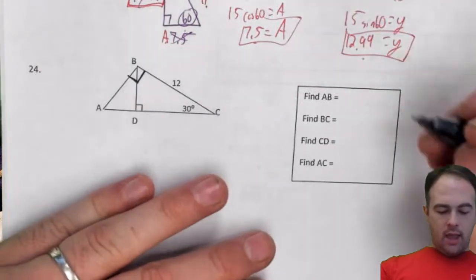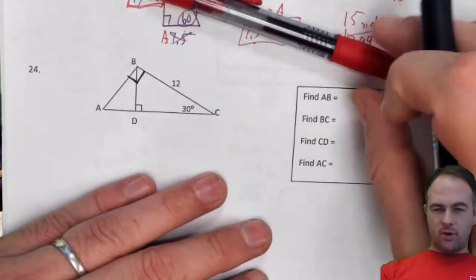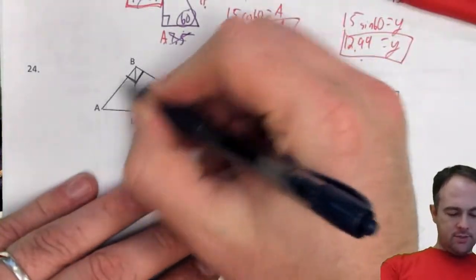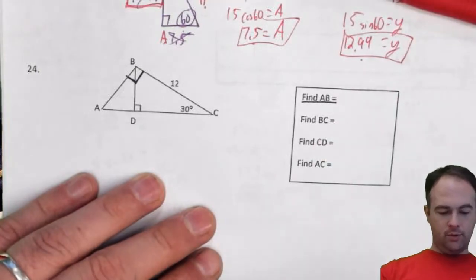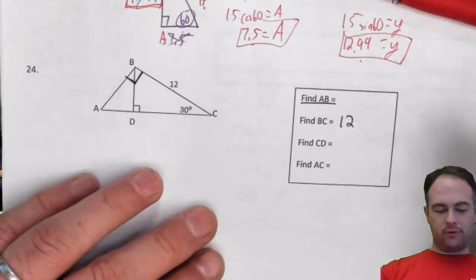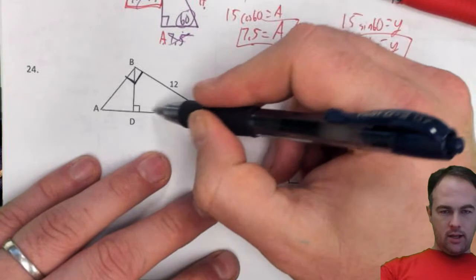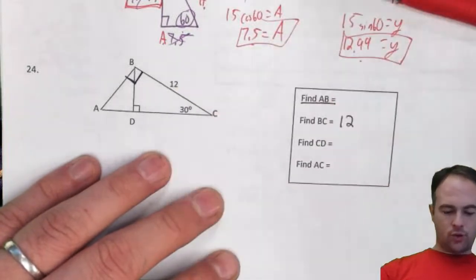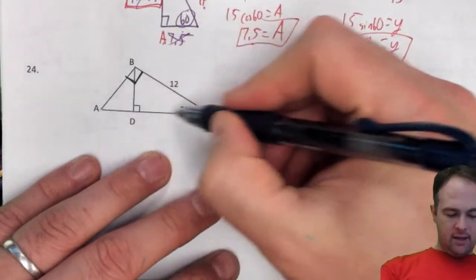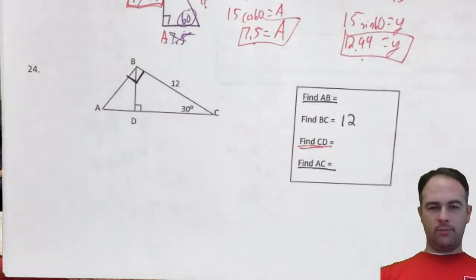Now, everything that's a part of the larger triangle, I'm going to do in my blue pen. Everything that's part of the smaller triangle, I'm going to do in the red pen, just to keep things separated out. So AB is part of my large triangle. That's going to be blue. BC, well, it's part of the large triangle. I don't have to do anything. It's already 12. CD right here is part of this small right-hand triangle. So that one's going to be the small one. And then AC is the full length here. That's going to be part of the big triangle. We're going to do that one in blue as well.